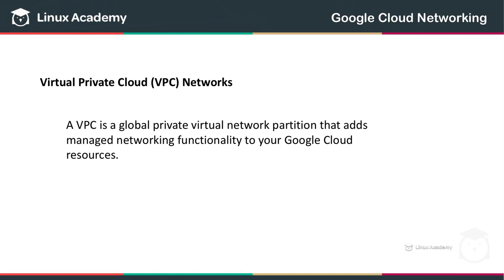And before I go further, the definition here is a VPC is a global private virtual network partition that adds managed networking functionality to your Google Cloud resources. Okay, when it says global, it means it's actually global. Like you get a segment of a network that spans across all of the regions within the Google Cloud platform. At least all of the regions that you have resources available in will be represented on the network.